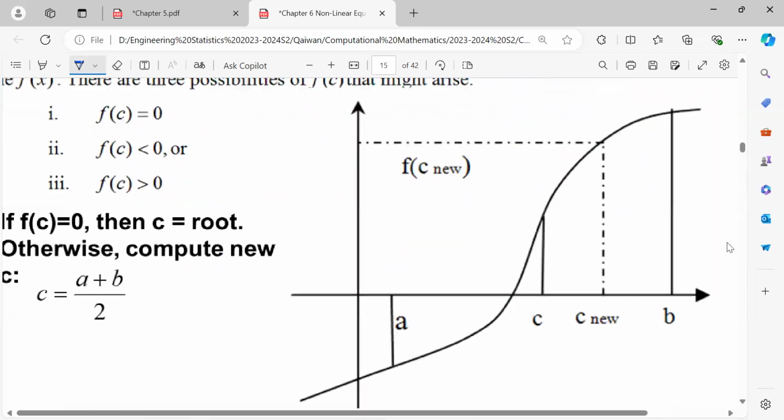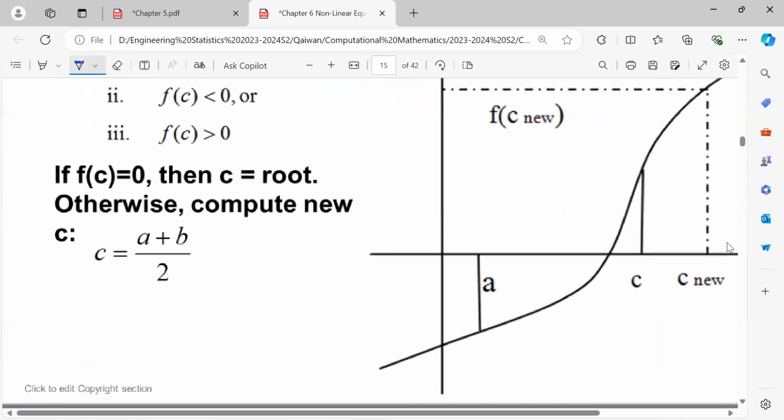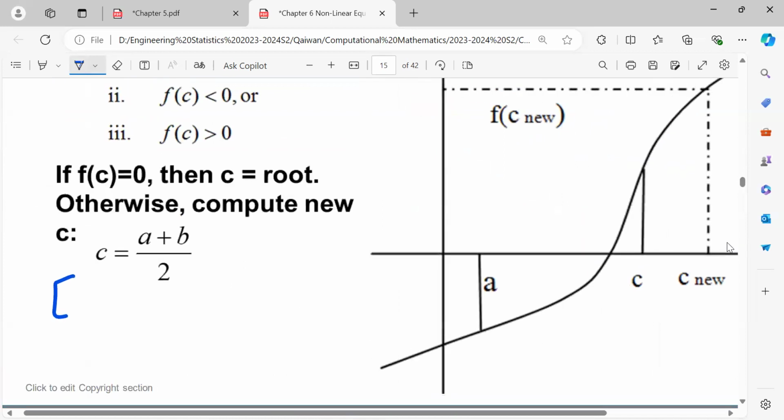Here, we need to find a new interval. If our initial interval is AB, this is given in the examples. The interval is always given in examples. Then, to find a new interval, we are going to reduce this interval till we get a really, really small interval.